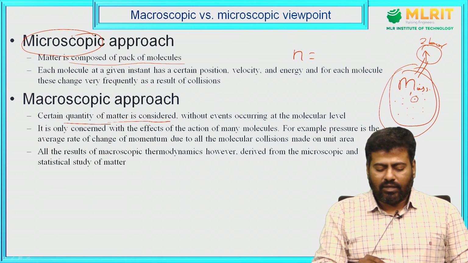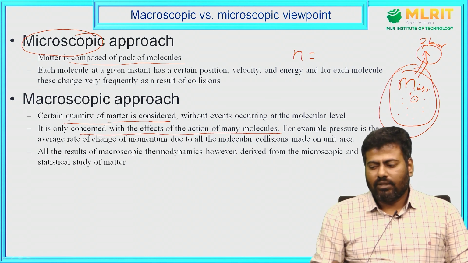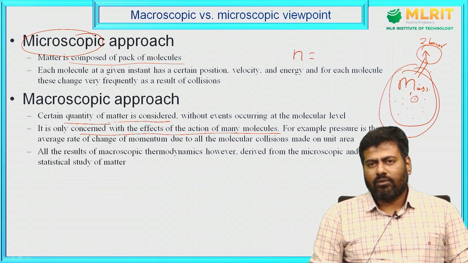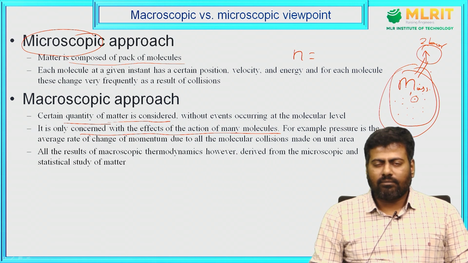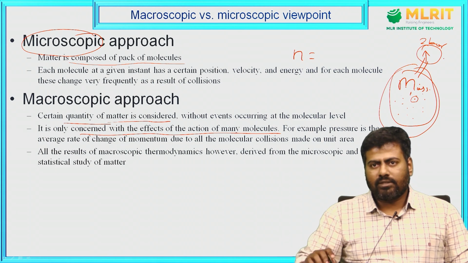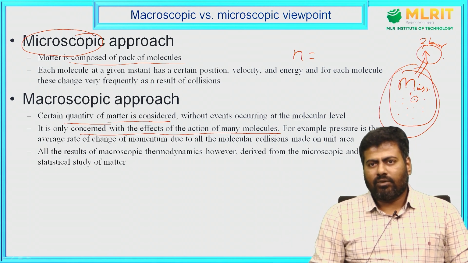You can see here, it is only concerned with the effect of the action of many molecules. The average of the microscopic properties is what we call the macroscopic value. Individual molecules have different properties, but overall, as an average, I have the overall property, which we call the macroscopic approach. These macroscopic properties are what we consider for thermodynamic analysis.